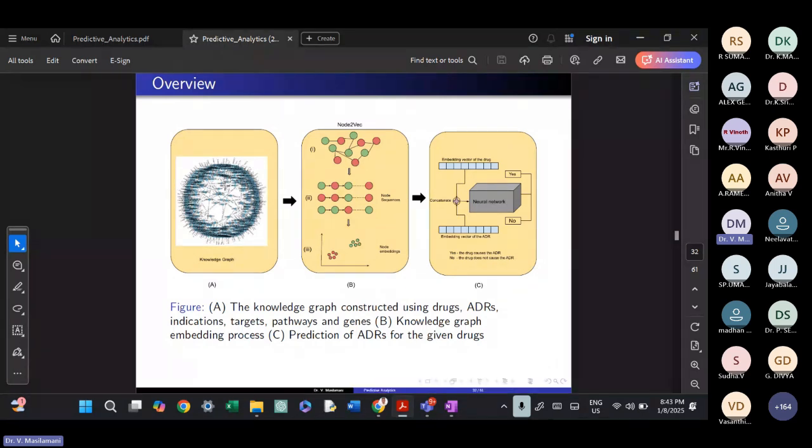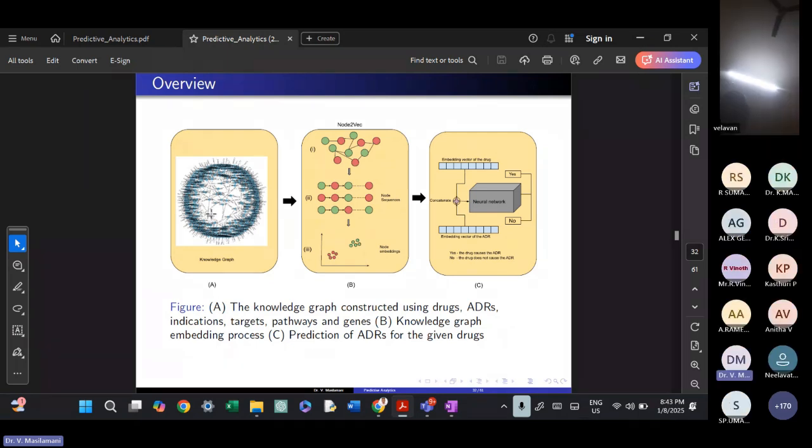As you know, a graph consists of nodes and edges, right? In this knowledge graph, every node represents either a drug or indication or pathway and gene and so on. And what does the edge mean? If there is an edge between a drug and an ADR, it means that the drug is causing that ADR, right? So that is how a knowledge graph is constructed.